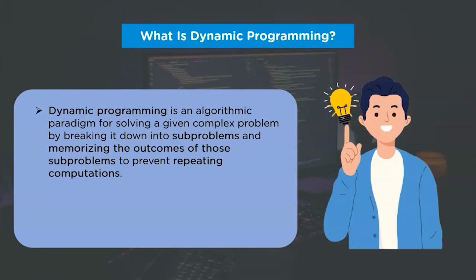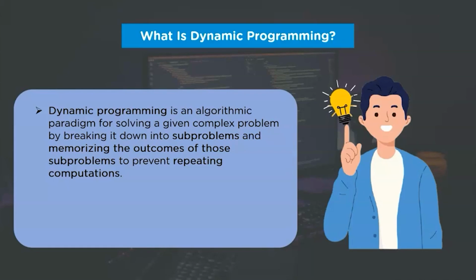The divide and conquer strategy is quite similar to the dynamic programming approach. We solve problems in each of these paradigms by combining the solutions of smaller subproblems. However, in divide and conquer, the subproblems do not repeat themselves, whereas in dynamic programming, the condition is entirely opposite.